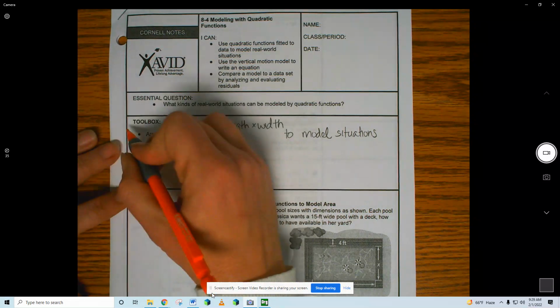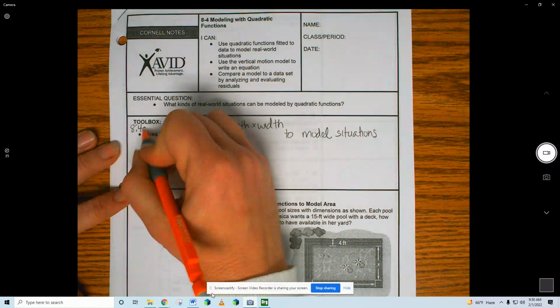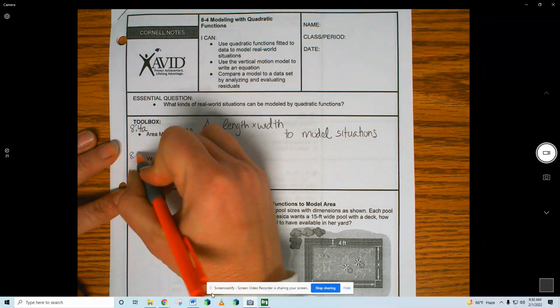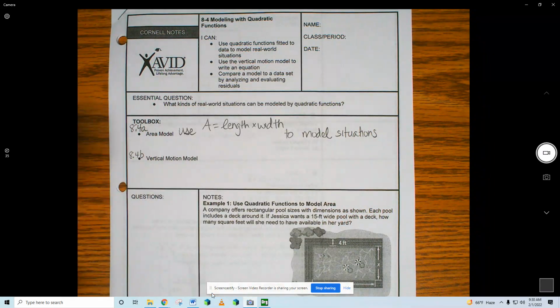So this is 8.4a and vertical motion is 8.4b. I'm splitting this lesson into 2 days.